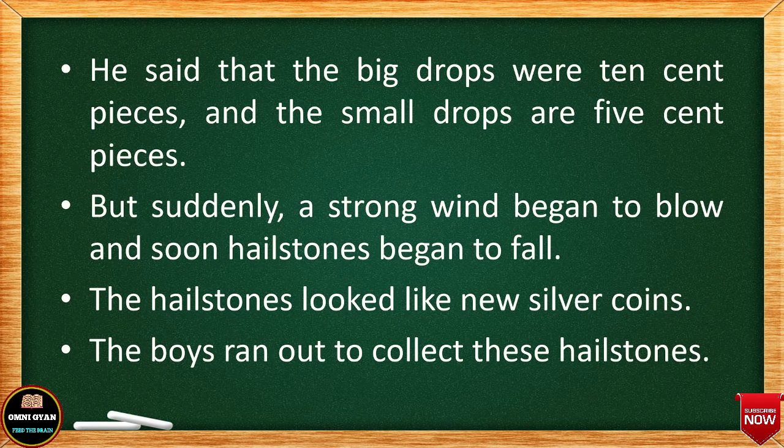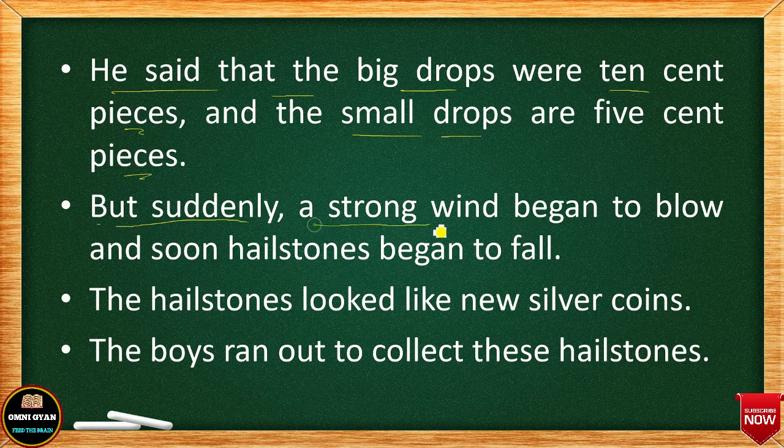Okay, and Lencho said that the big drops were 10-cent pieces, 10 cents, it is a currency, and the small drops are 5-cent pieces. Okay, तो बड़े drops, the big drops of rain were like 10-cent pieces, and small drops of rain were like 5-cent pieces. But then his happiness was not permanent. His happiness was temporary. How was his happiness temporary?